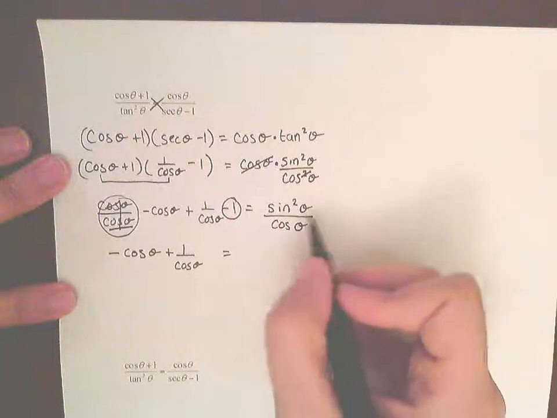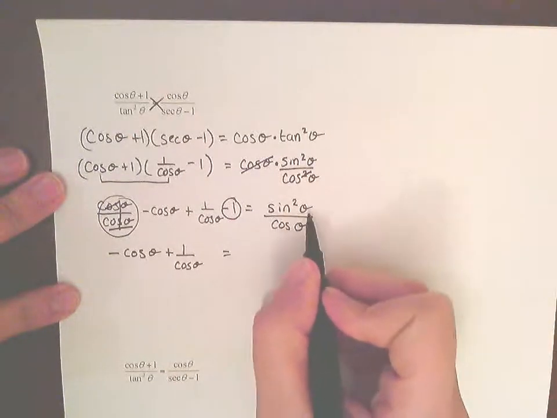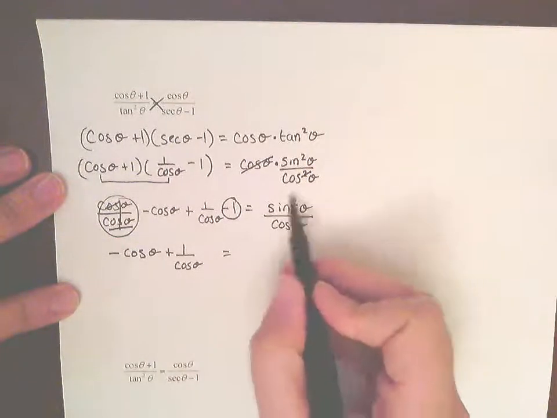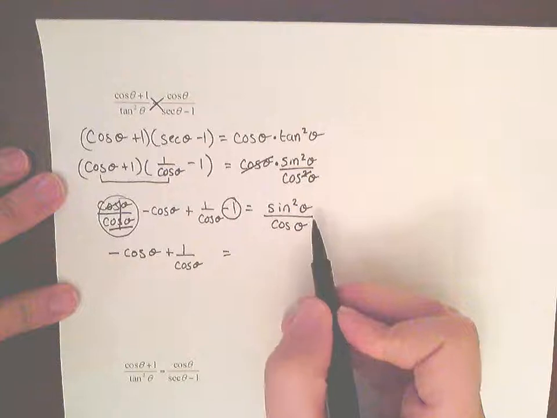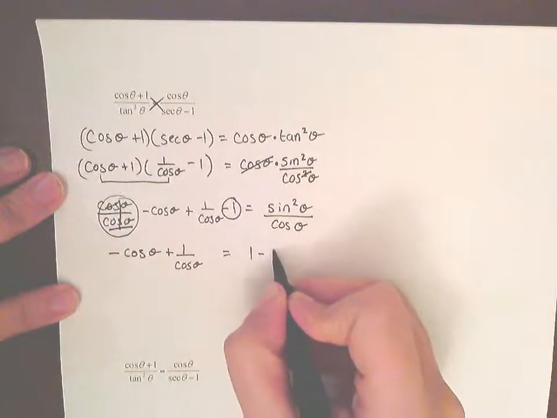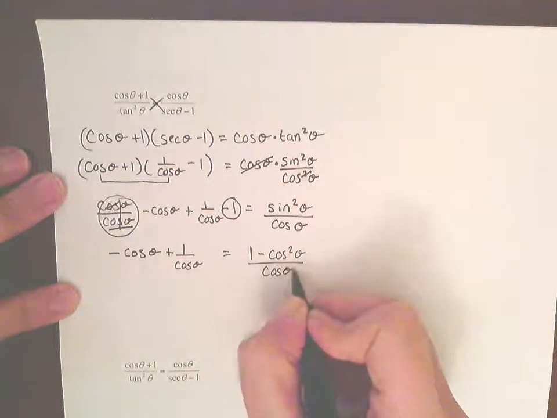Okay? So now the only thing that I can do with this is basically change sine squared theta. Since I have all cosines here, I'm thinking that I want all cosines to be on this side as well. So I can use the Pythagorean identity and rewrite this as 1 minus cosine squared of theta over cosine of theta.